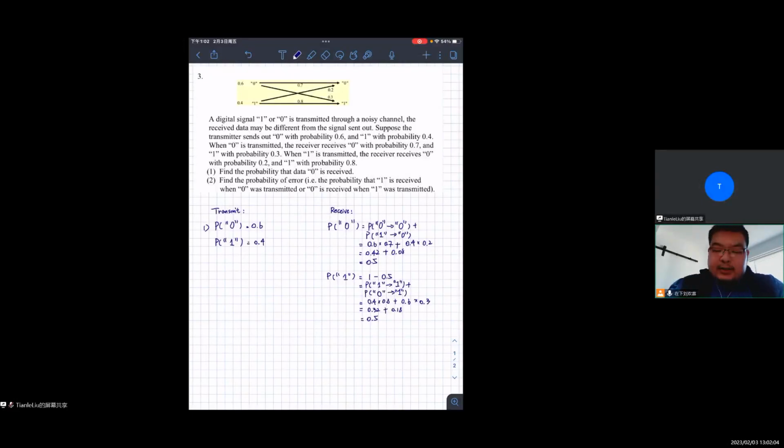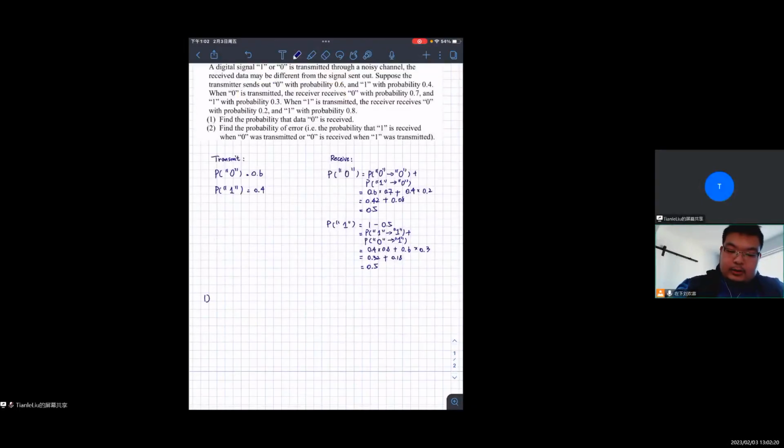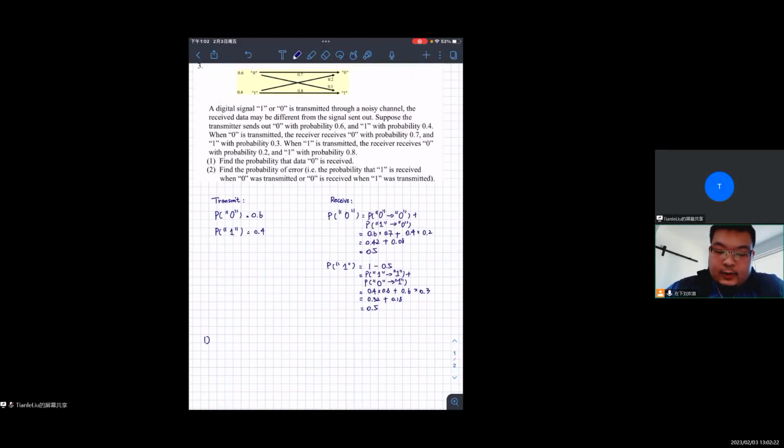So this is the basic information we can get from the problem. And now we can see what we need to answer. For the first problem, we are asked to find the probability that data 0 is received. Okay, so now we can just ignore the transmit probability. We just check the received part of our message.